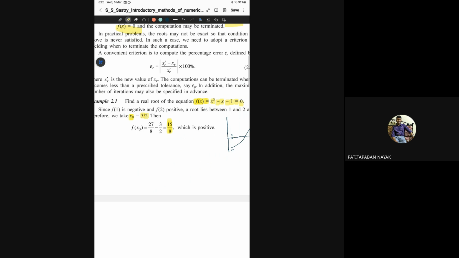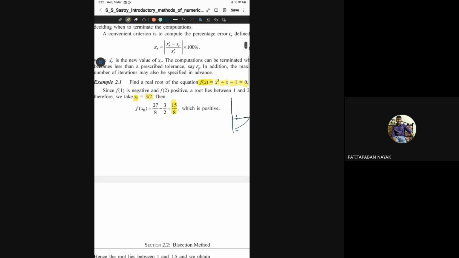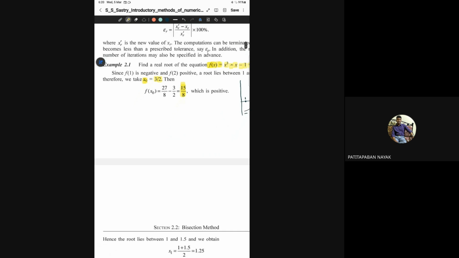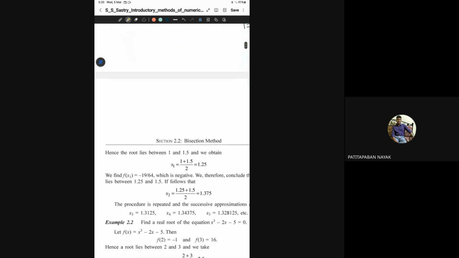But f of x0 is not equal to 0, so we still have to find the roots. The root now lies between 1 and 1.5.